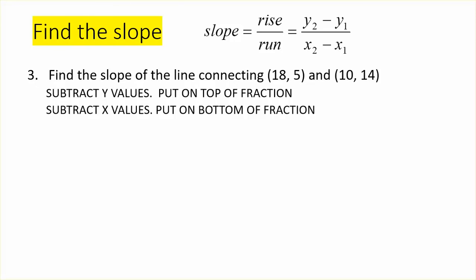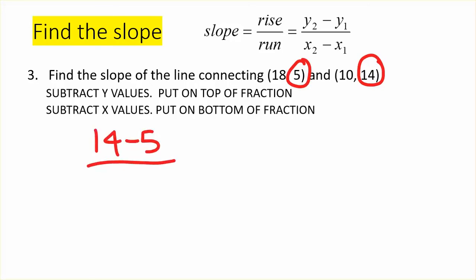So this is question number 3 that you should be writing down. Let's start by subtracting the y values. Remember, the y values are the second numbers in each of your coordinates. So I have a 5 and a 14. So on the top, I'm going to take 14 minus 5. Again, you can go ahead and use your calculator. 14 minus 5 is 9. That's the top of my fraction.